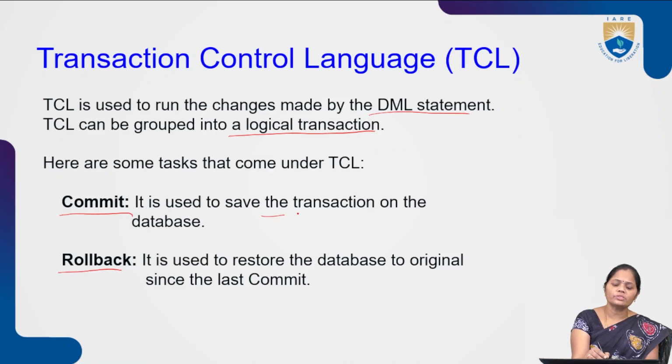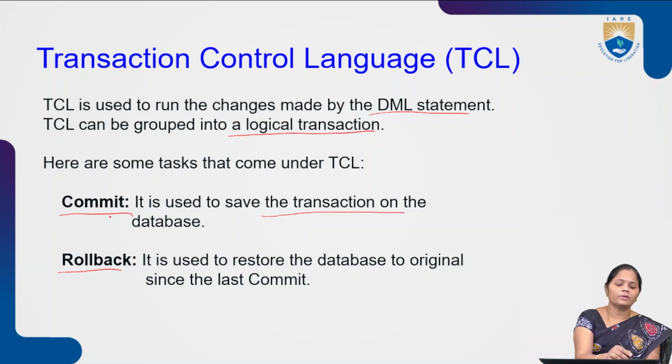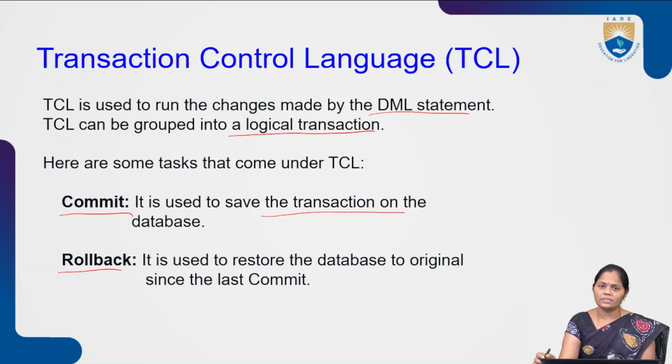Commit is used to save the transaction on the database. Whenever you specify some operations, like I have applied the update command on the table, I have updated the data which is stored in the table. After that, if we write a commit, then automatically whatever changes you have done on that table will be saved in the database.